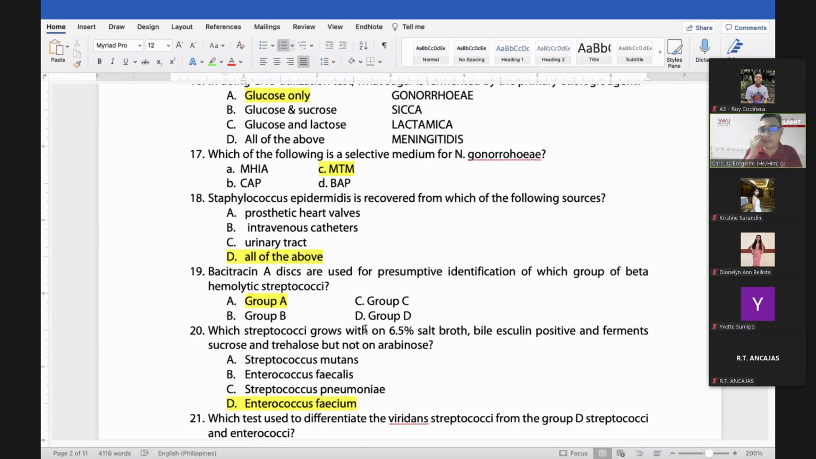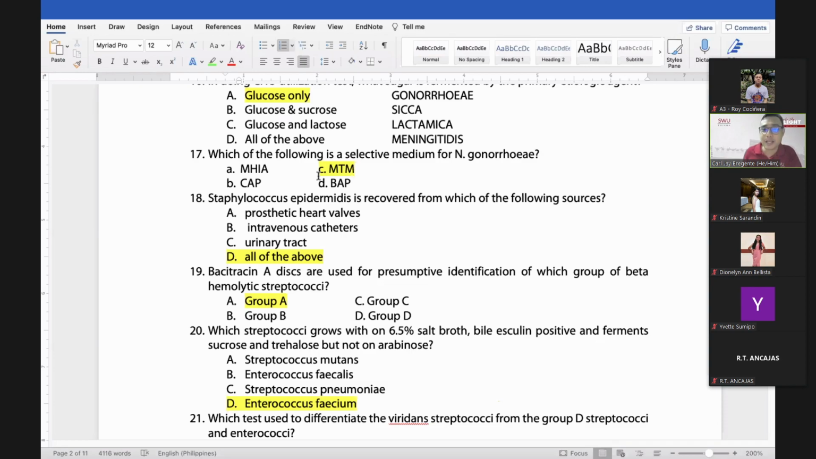Number 17, which of the following is a selective medium for Neisseria gonorrhoeae? Okay. So, MHIA or your Mueller-Hinton infusion agar is not a selective medium. This is usually used as a special medium for antibiotic testing. Your CAP is not a selective medium. It's more of an enrichment medium. And MTM stands for Modified Thayer-Martin agar.